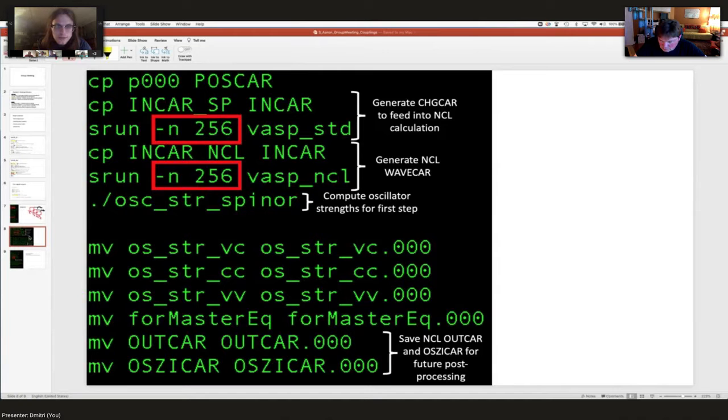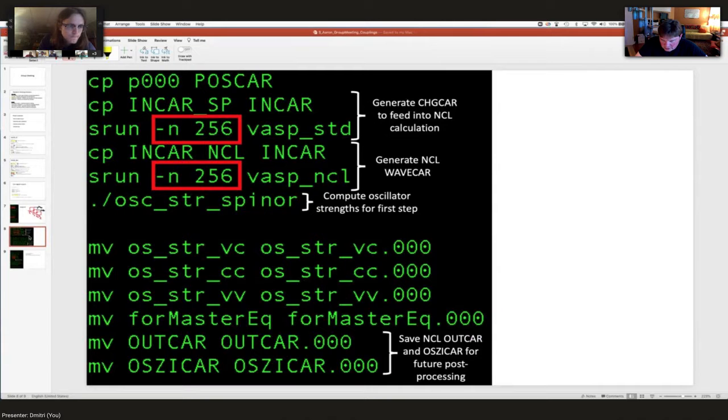Essentially, these top 6 rows run the VASP calculations, and then these bottom rows just save the output files, where it generates oscillator strengths for this calculation, and then I also save the OUTCAR and the OSZICAR for each time step for future processing. Because the OSZICAR would contain the magnetic moments that Yuan was talking about previously. Then the OUTCAR contains band energies, so that we can make those fluctuation figures.